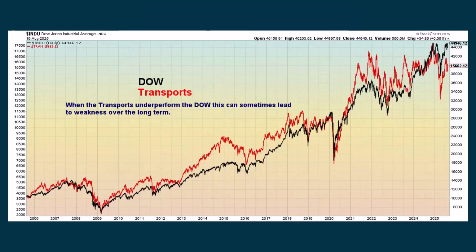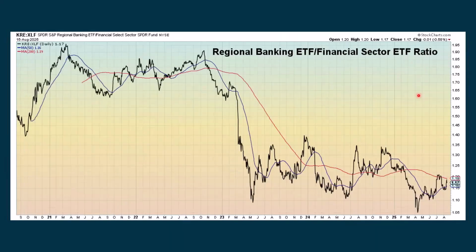We look at the Dow, that's in black, and the transports, which are in red. The transports were improving, then they fell back. They're trying to improve again, but they've been underperforming the Dow now for quite some time. And we're a little bit concerned here, regional banks and then to the financial sector. We're still in a downtrend, even though we're not falling apart with this ratio. These are the smaller banks, and they've actually been improving a little bit. But we're a little bit concerned about the financial sector itself.